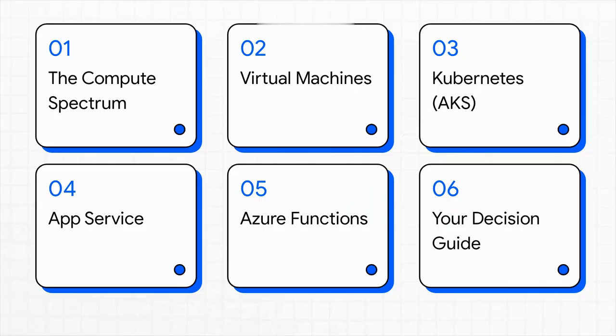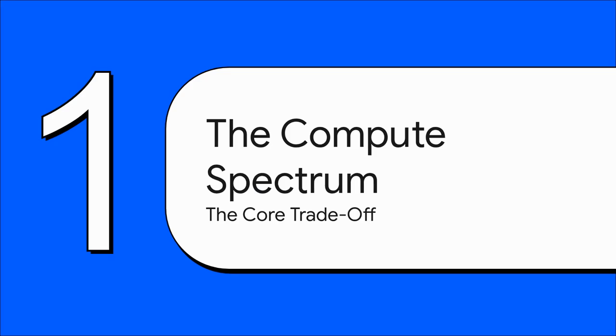So here's how we're going to tackle this. First, we'll talk about the core trade-off that's at the heart of every single one of these decisions. Then we'll take a journey right across the spectrum, starting with virtual machines and going all the way to serverless functions. And to finish up, we'll put it all together in a super practical decision guide. Ready? Let's go.